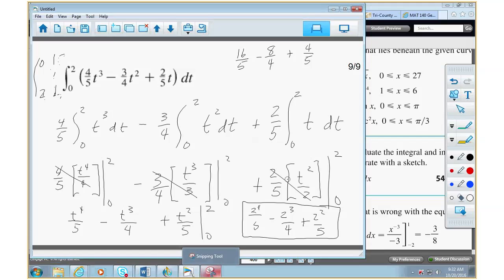And what's the common denominator of 5, 4, and 5? 20. So 5 will go into 20 four times. 4 times 16 is what? 64? 4 will go into 20 five times. 5 times 8 is 40. 5 will go into 20 four times. 4 times 4 is 16. Y'all check me. 64 minus 40 is 24 plus 16 is 40 over 20, which is 2. Y'all get 2? And y'all feel good about yourself. Okay.